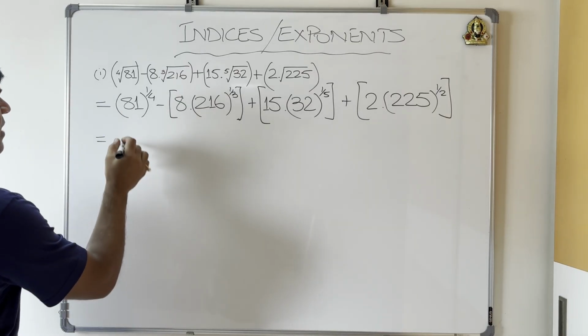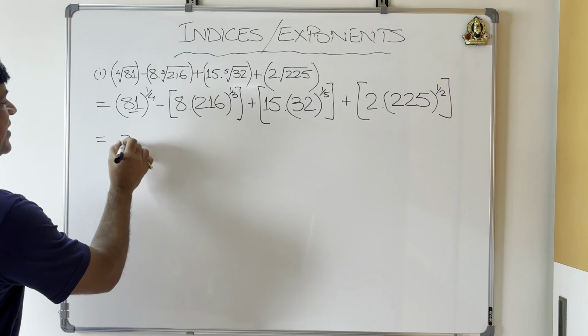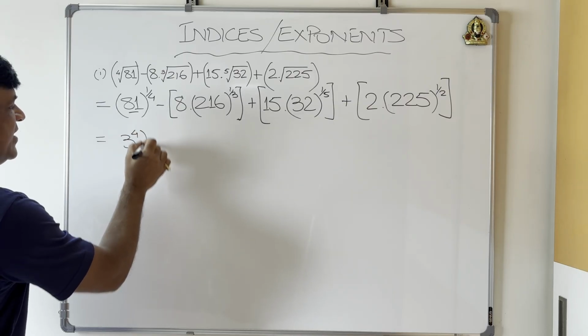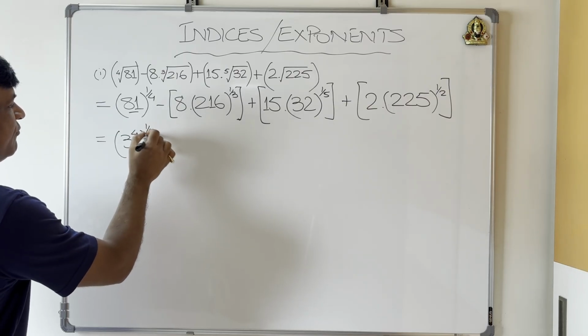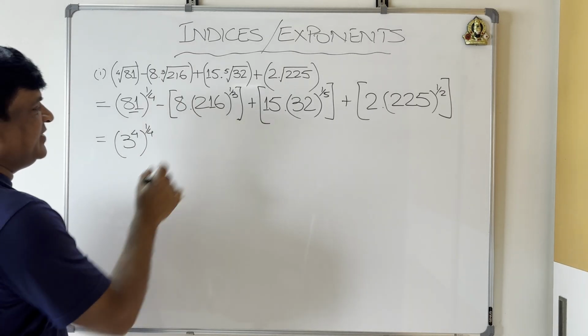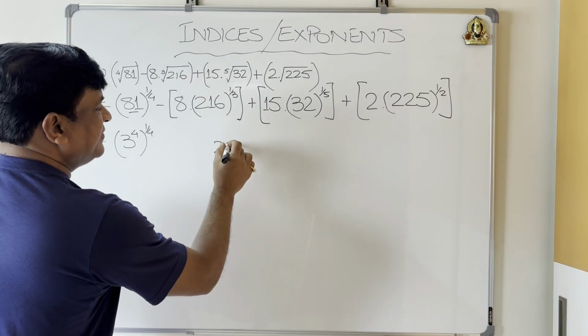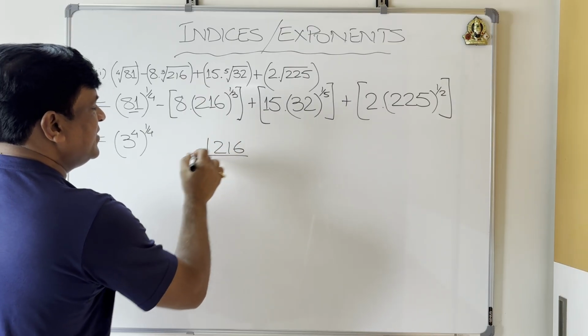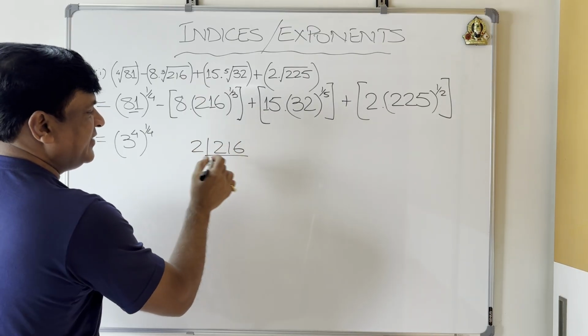So this 81 becomes 3 to the power 4 inside, and whole to the power 1 by 4 outside. Sorted? Now similarly, 216. What can I do with 216? Again I'm going to find the factors. I'll do it with 2 because it's an even number.